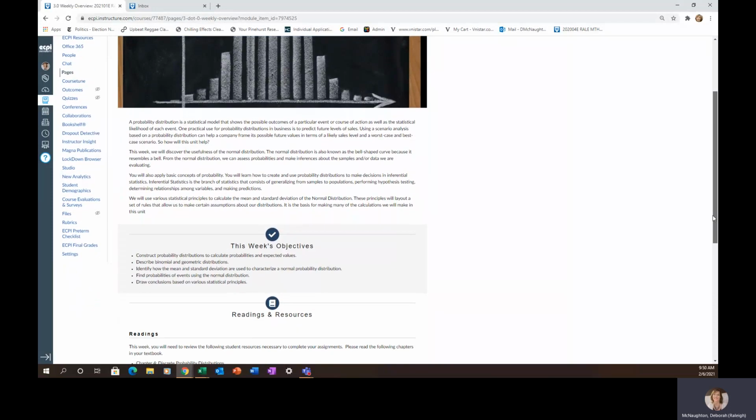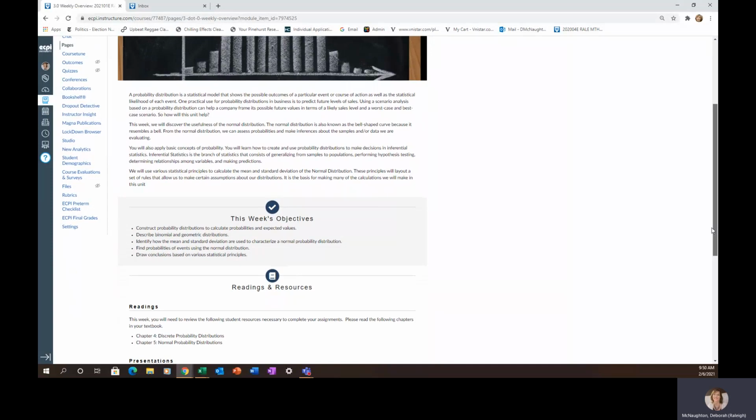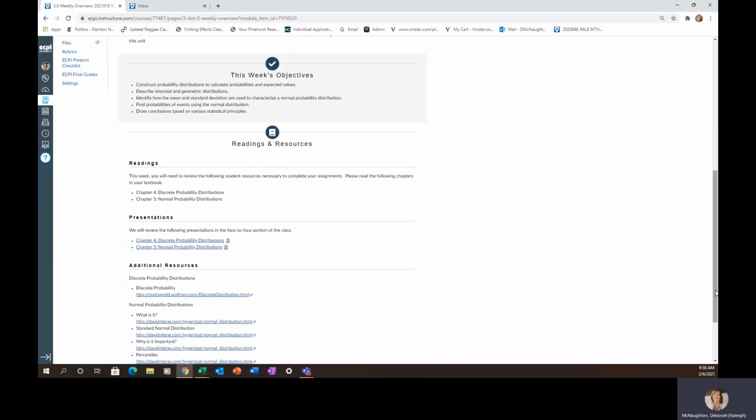So this week, we will construct probability distributions to calculate probabilities and expected values, describe binomial and geometric distributions, identify how the mean and standard deviation are used to characterize a normal probability distribution, find probabilities of events using the normal distribution, and draw conclusions based on various principles. So again, this week, the readings are from Chapter 4 and Chapter 5.